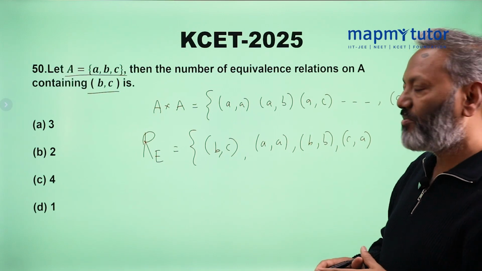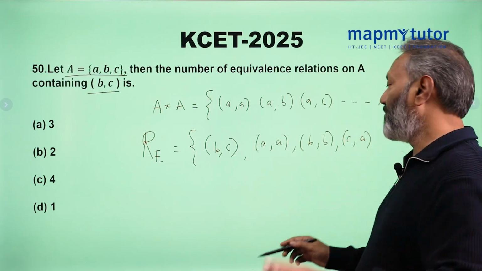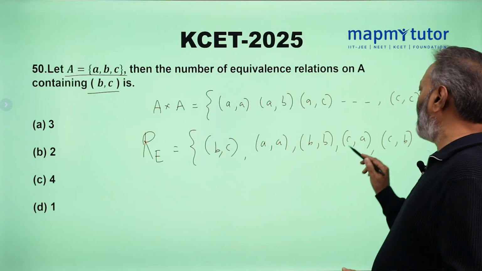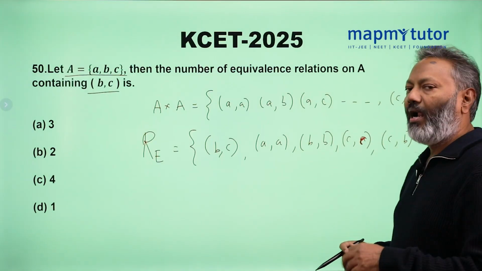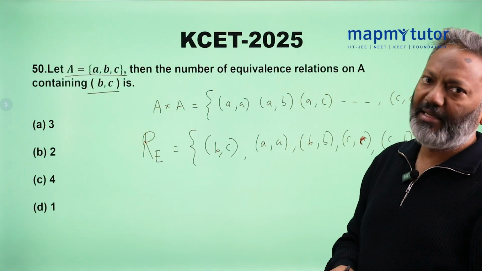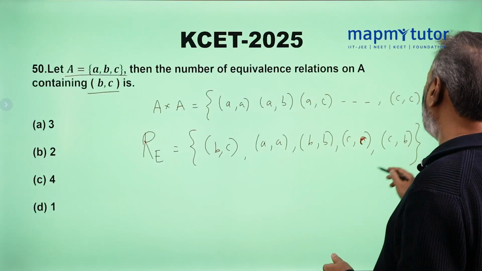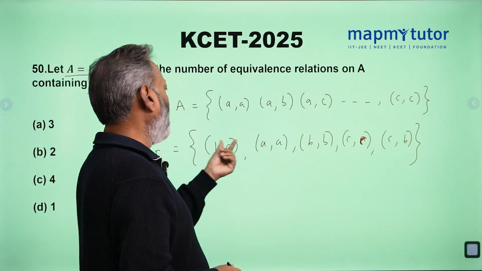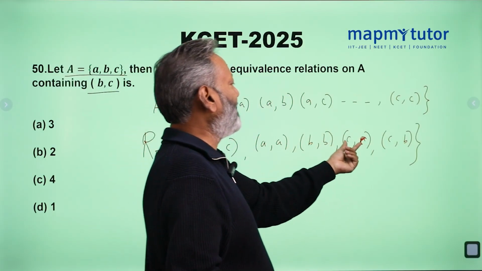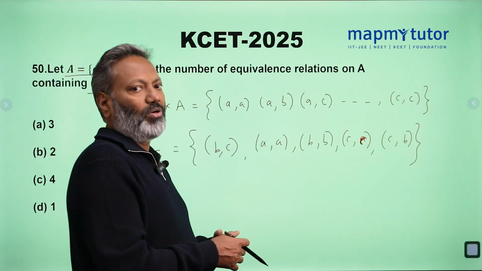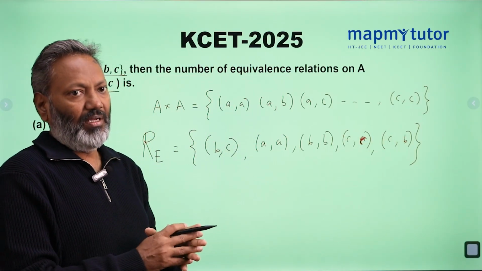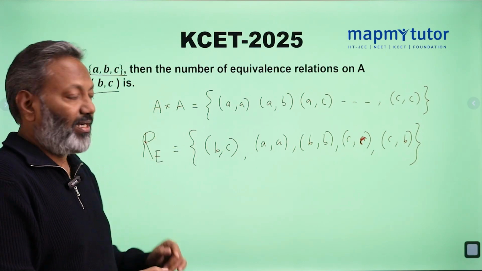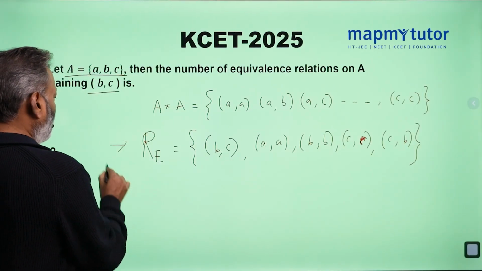Then symmetry. Symmetric means whenever BC is there, CB must be there. I'll include that, along with AA, BB, CC. Even if you reverse it, it doesn't matter. Even transitive is satisfied. BC and CB give you BB, and CC and CB, if you combine, you will get CB. So the transitive property is already satisfied, and hence it is an equivalence relation. This is one possibility, case 1.